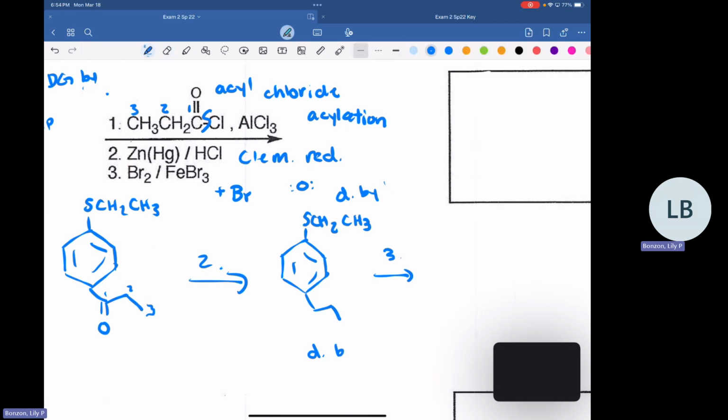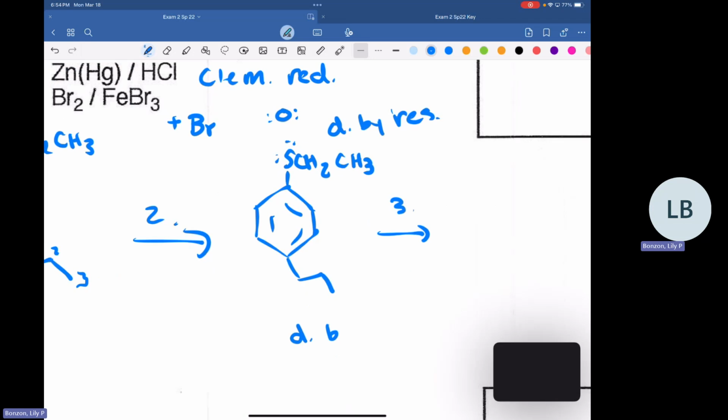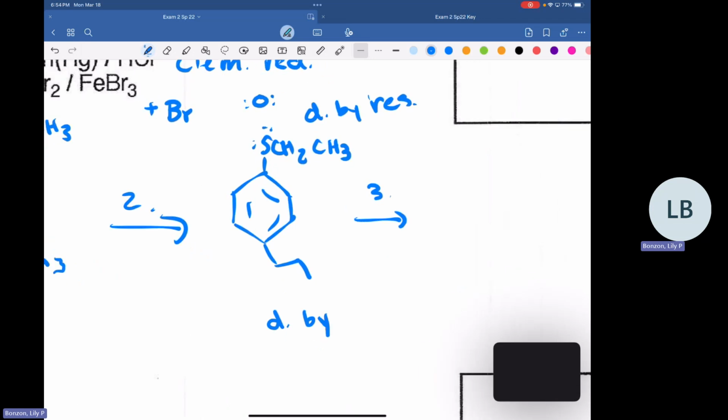Wow, I should have caught that. Donating by resonance, because it has those lone pairs that it can contribute towards the ring. The bottom is just going to be donating by induction because it's just an alkyl group. It doesn't have any lone pairs or anything it can donate, resonate with. So the top group is going to be the one that wins for the directing.